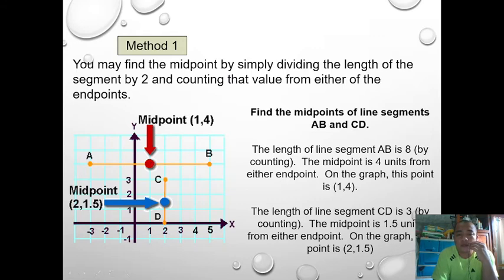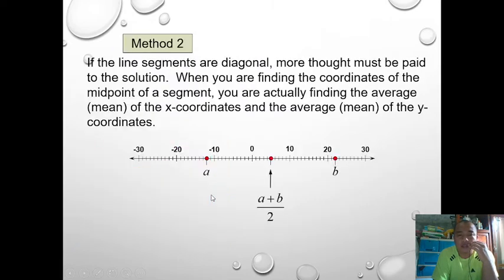Now we proceed to CD. The length of line segment CD is 3 by counting: 1, 2, 3. So the midpoint is 1.5. 3 divided by 2 is 1.5 units from either endpoint. So on the graph, this is (2, 1.5). That point is the midpoint of line segment CD.